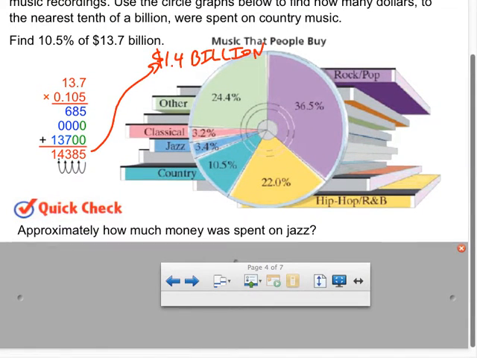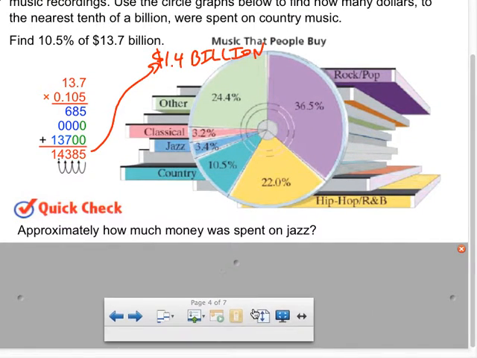And then here's the next thing we're going to do. That was kind of us working together. Let's try to work this one out. It says approximately how much money was spent on jazz. So we have to identify in the circle graph what percentage was spent on jazz. Then you have to use that to calculate the amount to the nearest tenth of a billion spent on jazz.